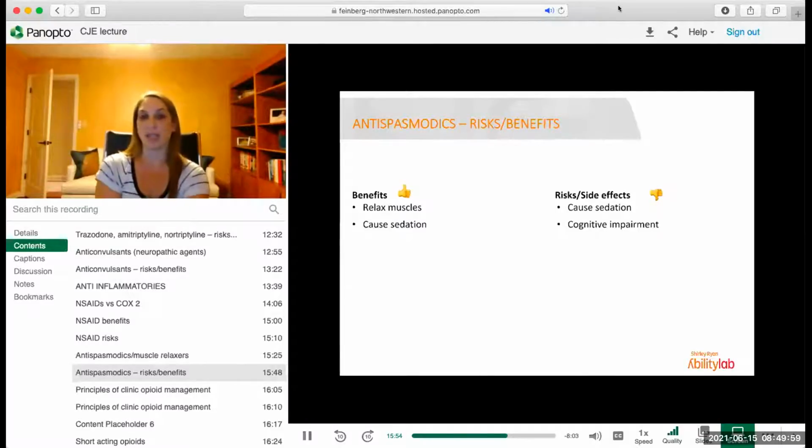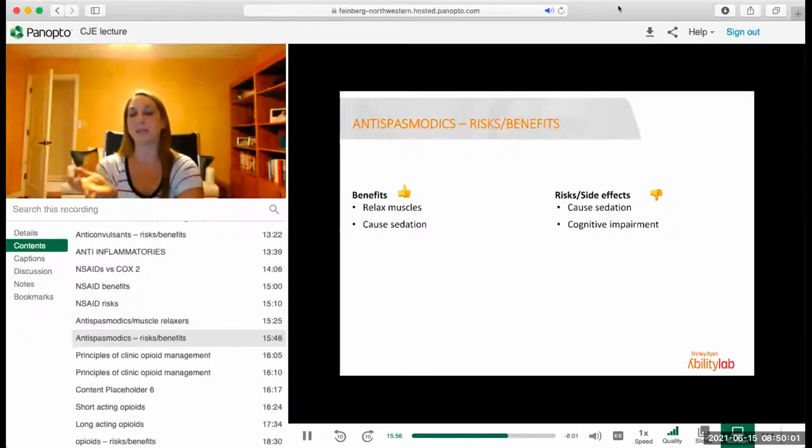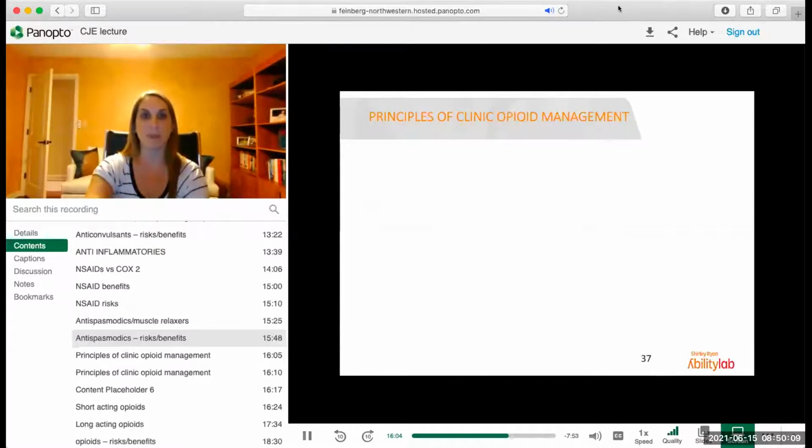It can also cause sedation, so it's good if they have muscle tightness that's interfering with sleep. On the flip side, they can cause sedation, which is bad if you're trying to take it during the day and it makes you tired and then you can't work, drive, or do things like that. And they can also cause some cognitive impairment.